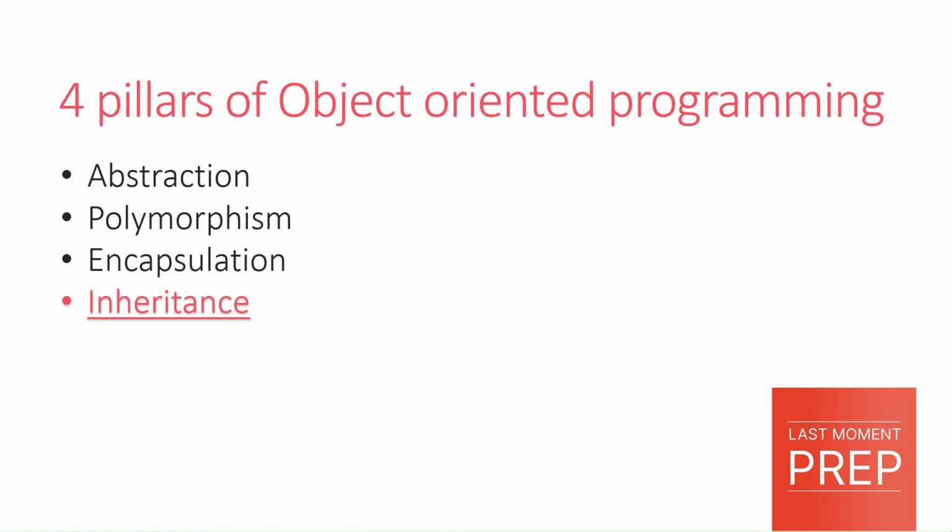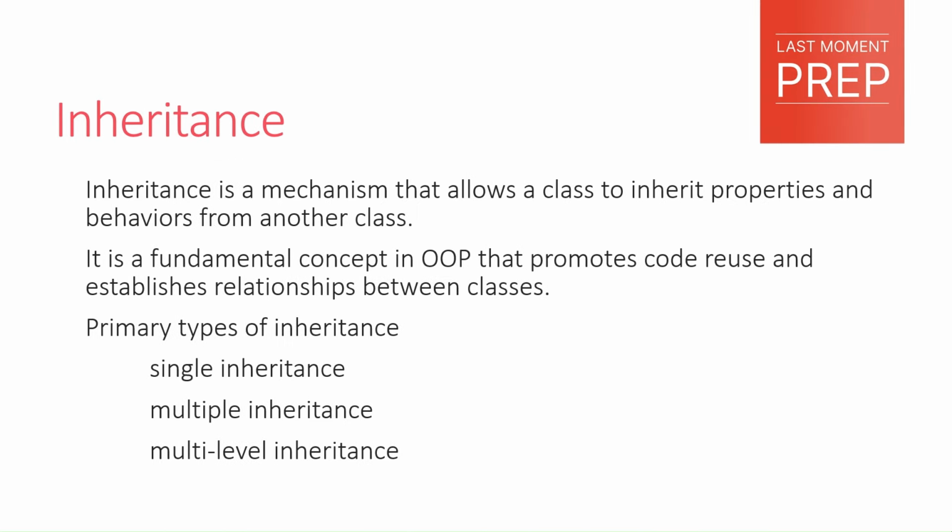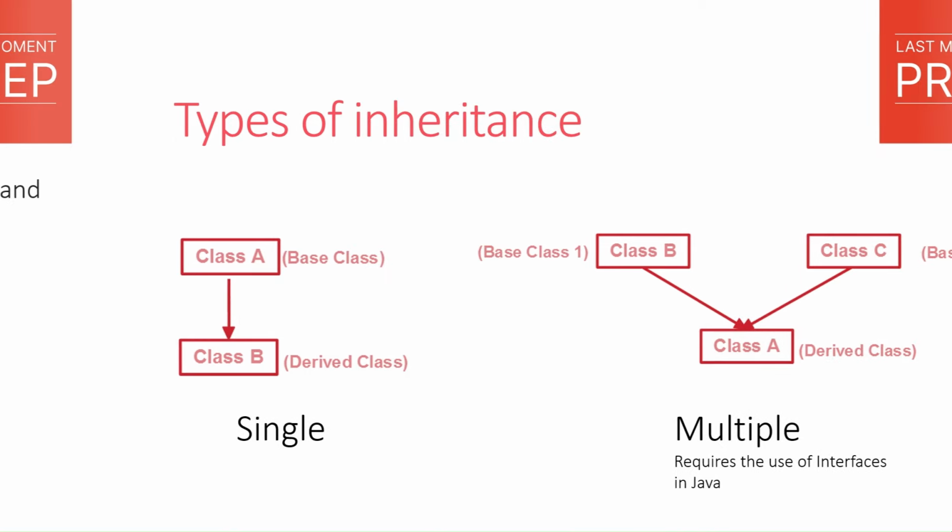The final pillar of object oriented programming is inheritance. Inheritance is a mechanism that allows a class to inherit properties and behaviors from another class. It is a fundamental concept in object oriented programming that promotes code reuse and establishes relationships between classes. Primary types of inheritance are three: single inheritance, multiple inheritance, and multi level inheritance. Let's have a look at them.